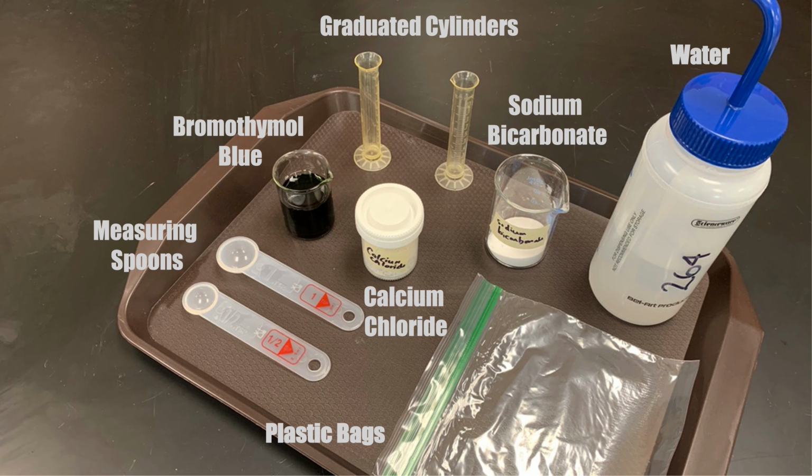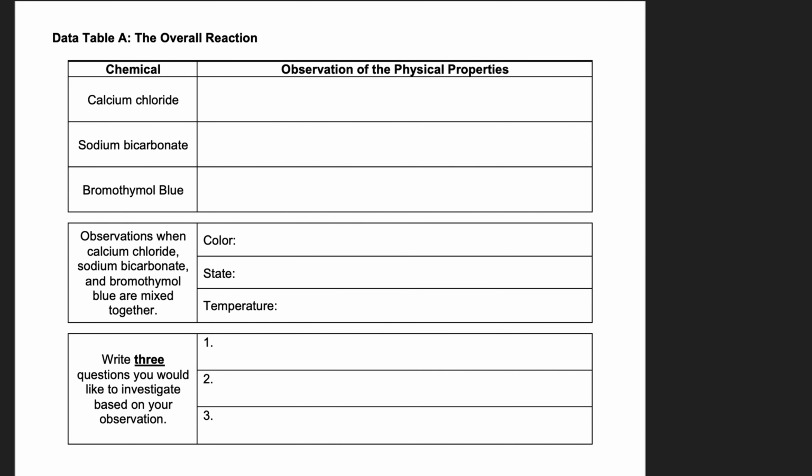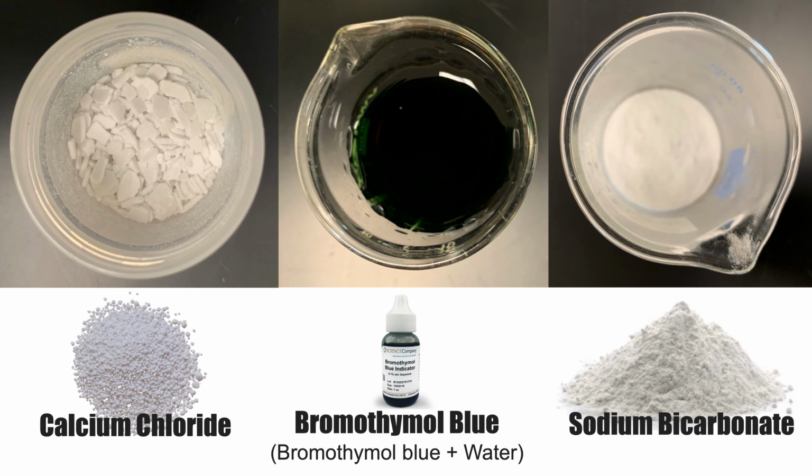The first data that you need to collect is this portion right here, and that is where you're going to make observations about what these starting materials look like before they are mixed together. So calcium chloride looks something like this, the image that's on the left-hand side. It's these white solid chunks. Bromothymol blue is a bluish green liquid. It is made up of bromothymol blue powder that is mixed in water. Sodium bicarbonate is a white solid powder.